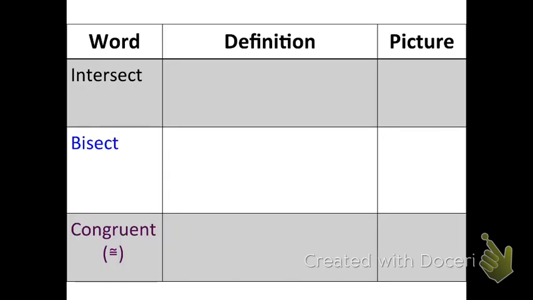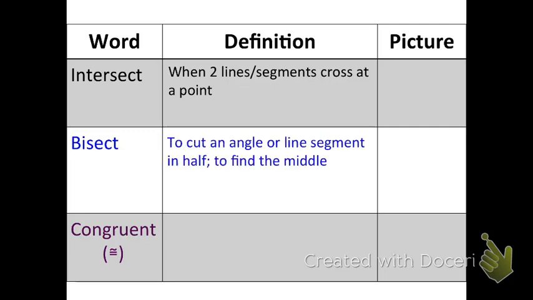The first word is intersect, and it means when two lines or line segments cross at a point. Okay? The second word is bisect, and it means to cut an angle or line segment in half, or to find the middle. The third word is congruent, and you can see the congruent symbol below the word. It's an equal sign with a squiggly on top, and that means the same shape and size. We can deal with congruence with lines, angles, and shapes, like triangles and quadrilaterals.